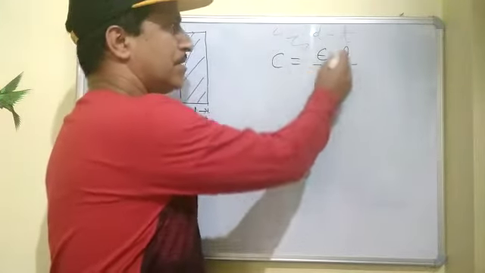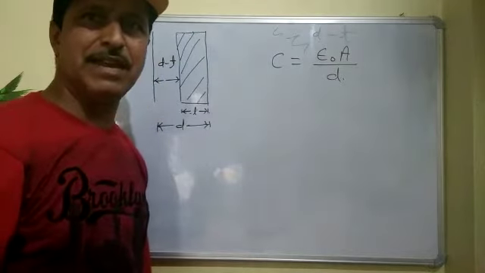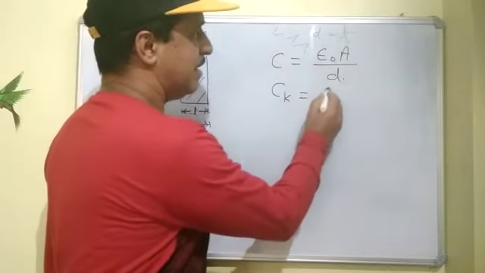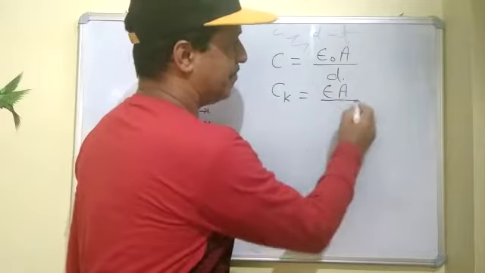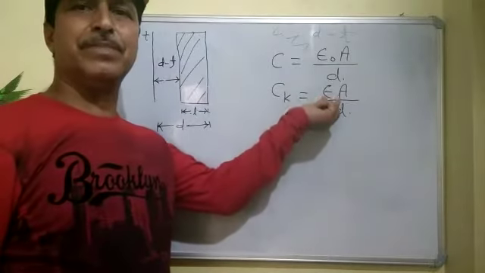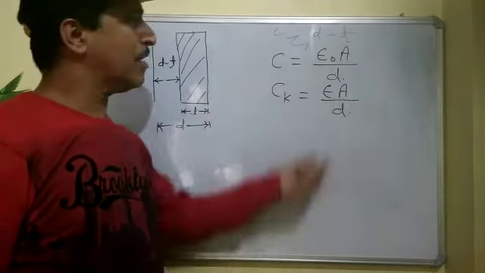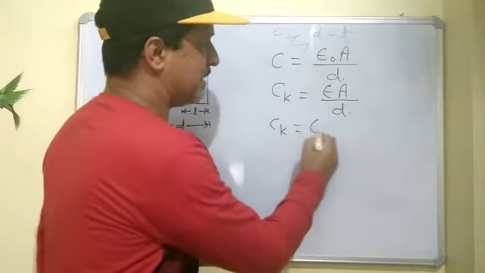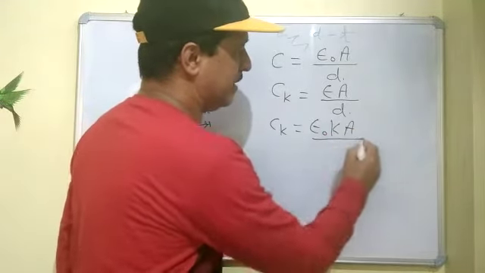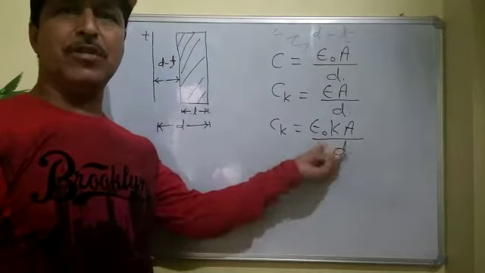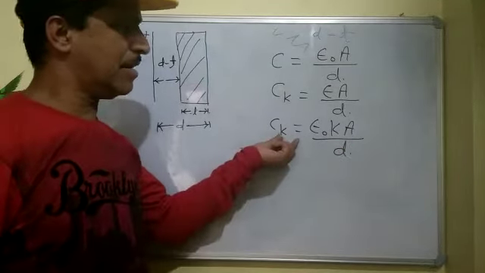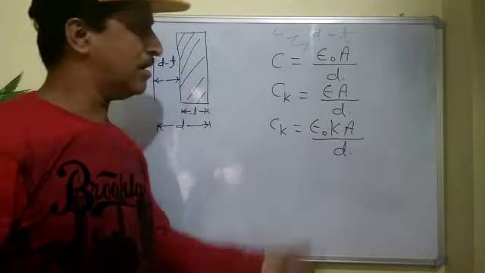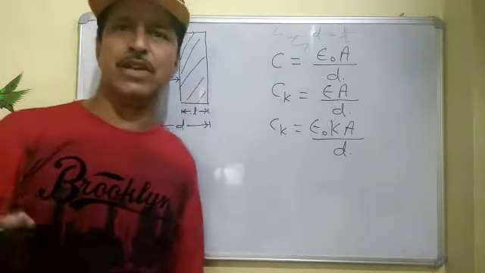If the space between the two plates is filled with a dielectric of constant K, then the new capacitance is Ck equal to epsilon A upon D, where epsilon is the permittivity of the new medium, which is equal to epsilon 0 into K. So it becomes Ck equal to epsilon 0 K into A upon D. I have already mentioned that the capacitance increases if there is a dielectric between the plates of the capacitor. How it happens, I will explain to you later on.